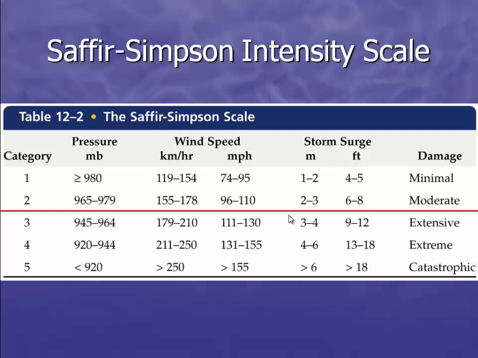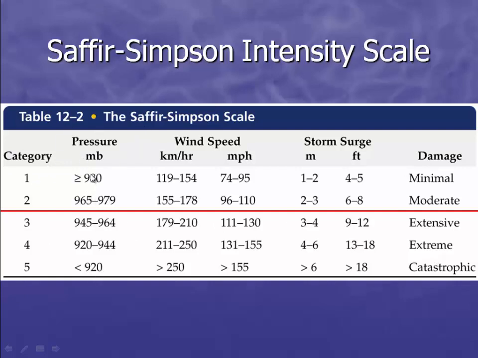Okay, what's all this talk about the Saffir-Simpson scale? The Saffir-Simpson is the intensity scale that we use to rank hurricane activity. For tornadoes, we had the Fujita scale. For hurricanes, we have the Saffir-Simpson scale. The Saffir-Simpson scale is based on a category from 1 to 5, so it's kind of similar to the Fujita scale. But unlike the Fujita scale, which is based on damage, the Saffir-Simpson scale is based on the central pressure of the hurricane.